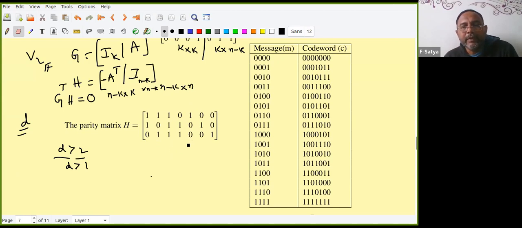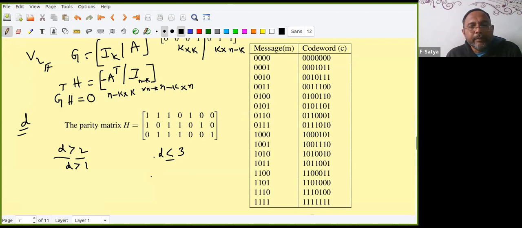But I'm making some mistakes. If the columns are linearly dependent, then I can have a code word, right? See, a code word is actually a linear combination of these columns, right? So with that I can get d less than or equal to 3. But now it is greater than 2 and less than or equal to 3, so I'll get 3. I'll come back to this later. Give me a while. Okay.